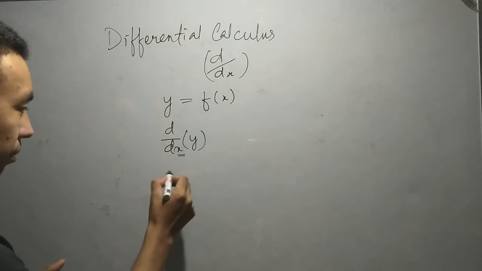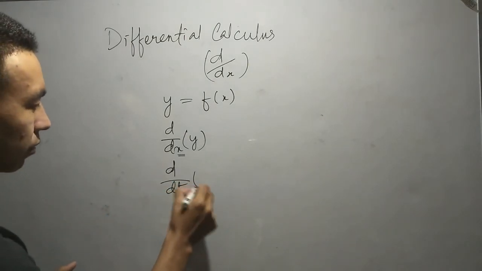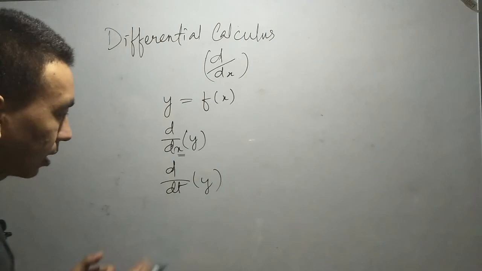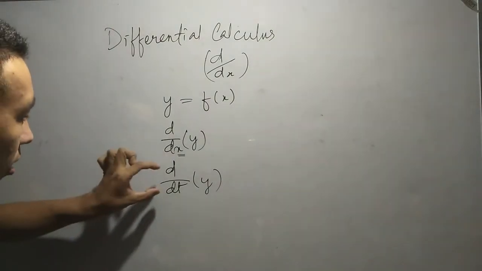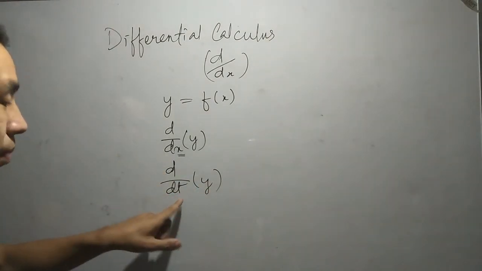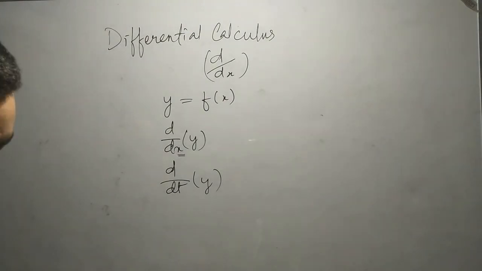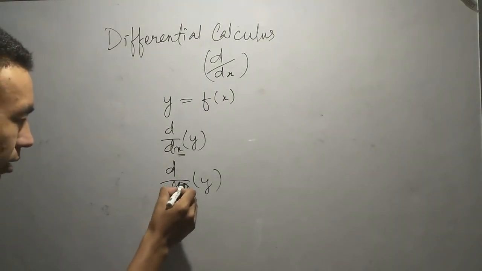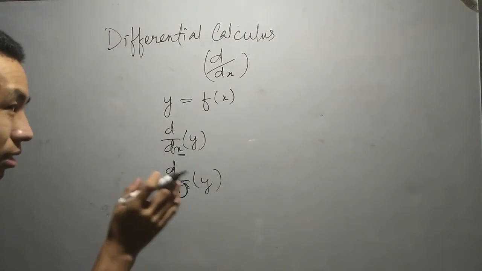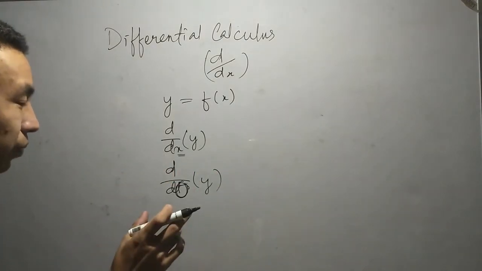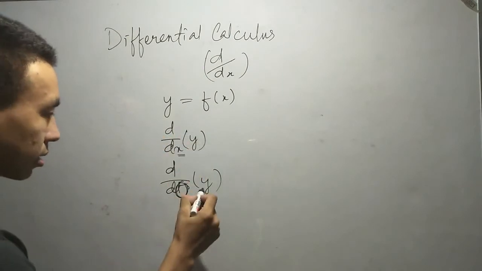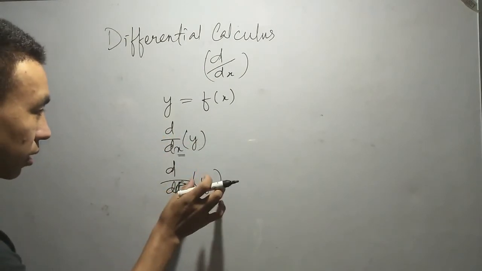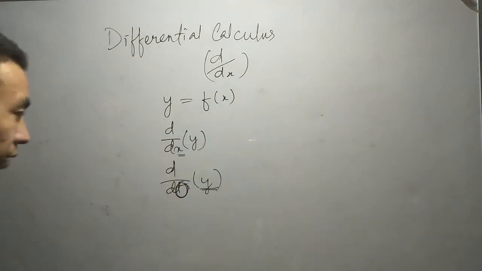Say for another example, d by dt of y or x, anything. Here this means differentiation of y with respect to t. Now remember that the denominator is an independent variable, and the numerator is a dependent variable.